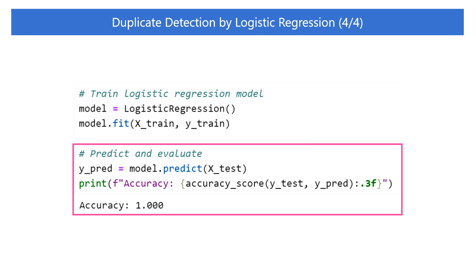Finally, make predictions and evaluate the model. Apply the predict method to the X_test data to classify name pairs in the test set. Then, apply the accuracy_score function to calculate the model accuracy. The accuracy is displayed as a floating point number rounded to 3 decimal places. It shows that the logistic model perfectly predicts the results.